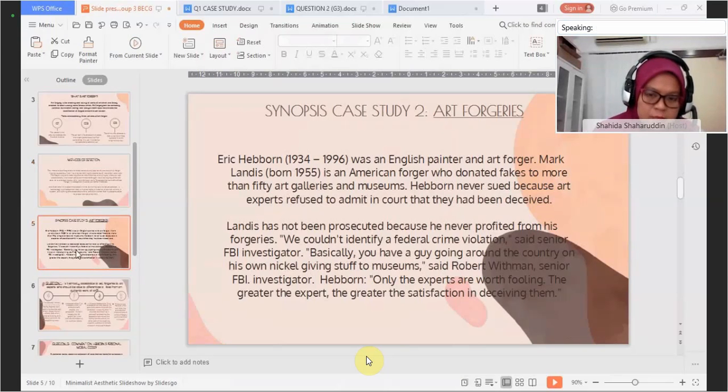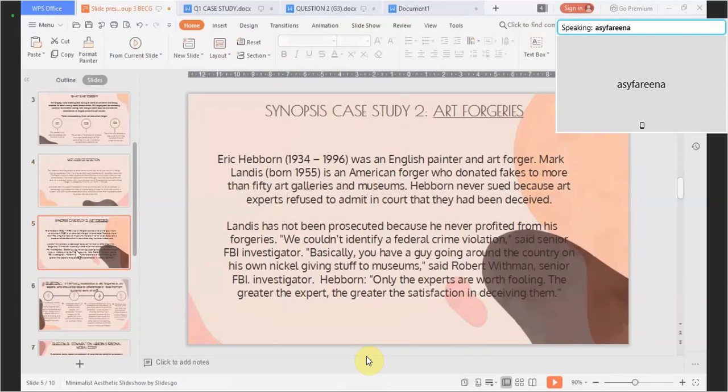Assalamualaikum and a very good morning to Madam and all. My name is Nur Ashfarina binti Ahmad Bukhari. I would like to present about the synopsis of this case, which is art forgeries.